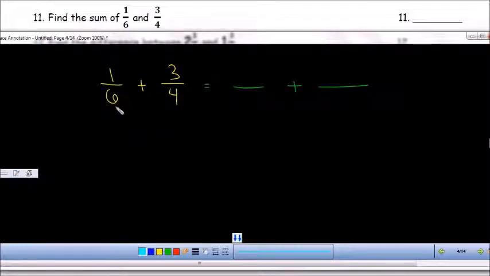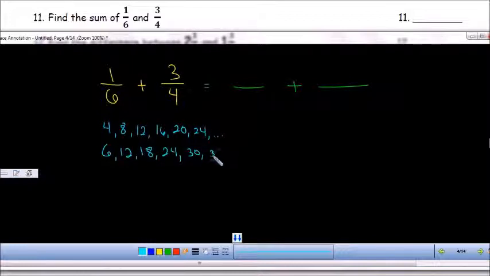In order for me to do that, I'm going to have to list my multiples of 4 and my multiples of 6, both denominators. So I'm going to skip count: 4, 8, 12, 16, 20, 24, and so on. Now I'm going to skip count by 6. 6, 12, 18, 24, 30, 36, and so on.